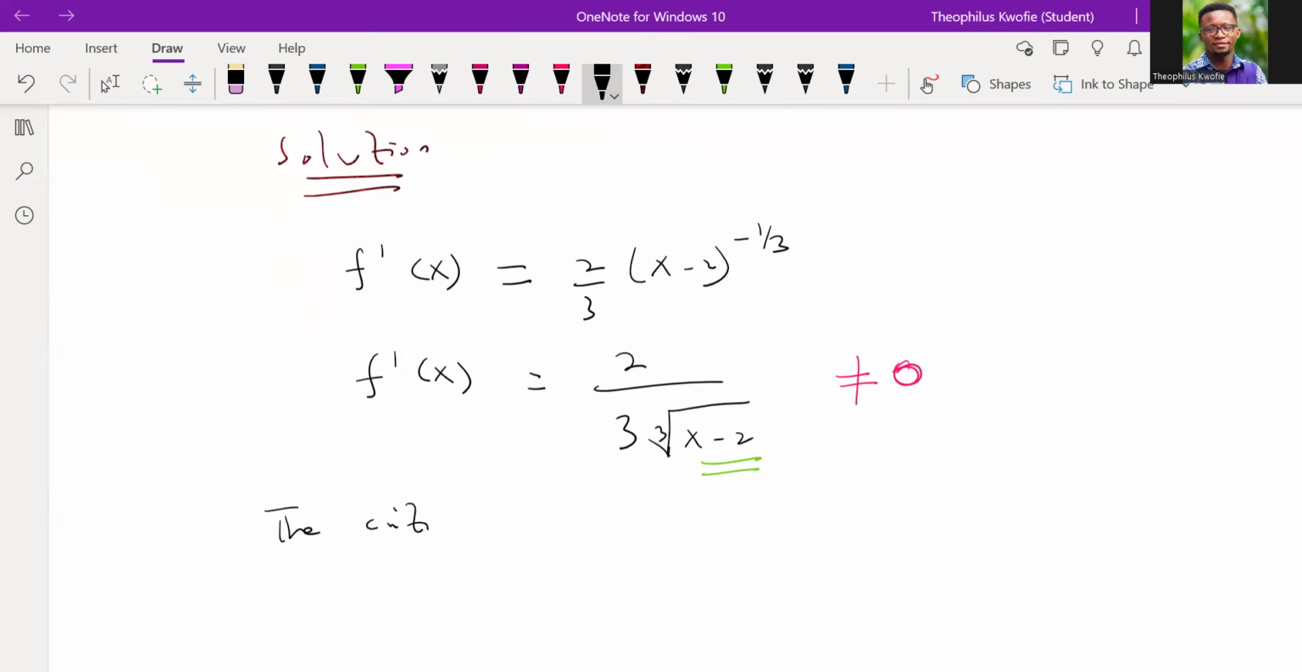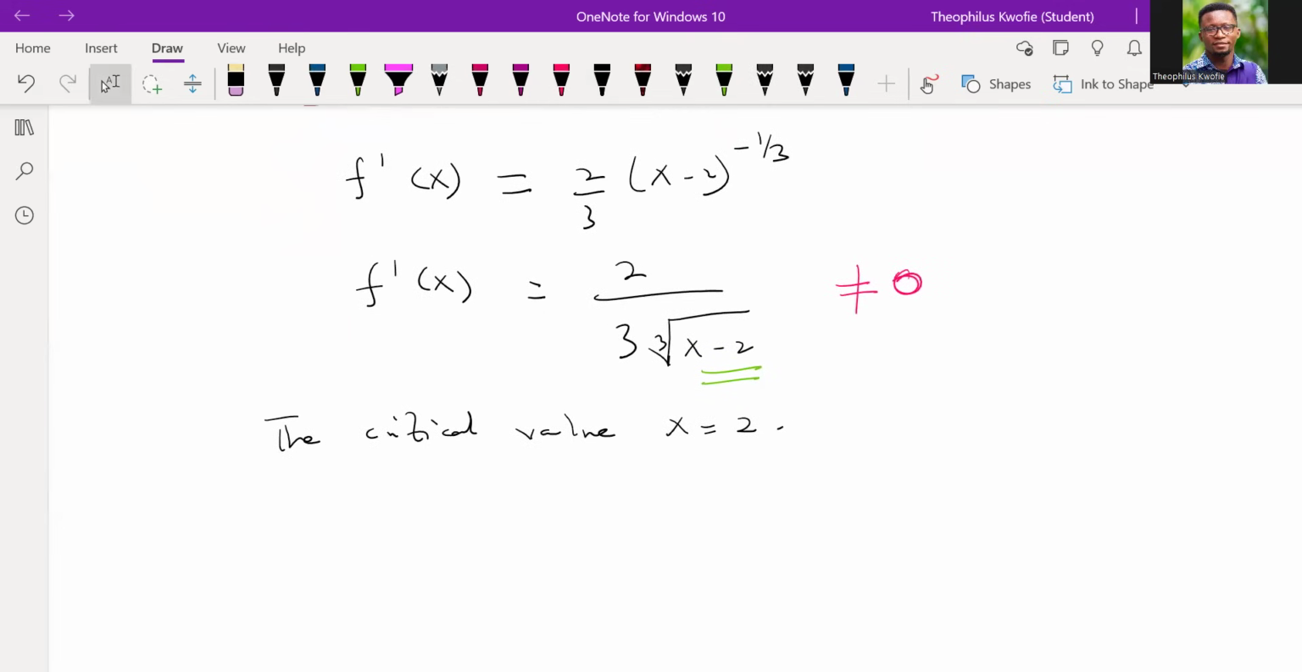So the critical value will be x equal to 2. So this is going to be our critical value. Is that okay?